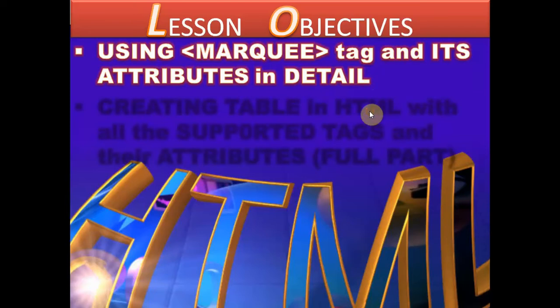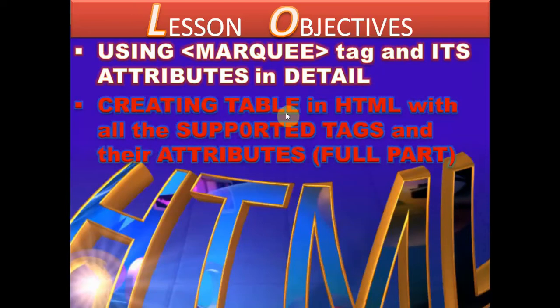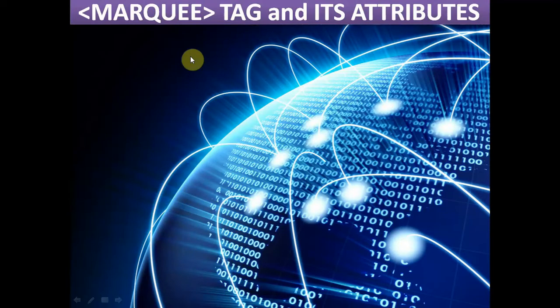The next topic is creating a table in HTML with all the supported tags and their attributes. In this lesson I have included only two topics, the Marquee tag and creating a table in HTML. So please watch this video from starting to ending. Now the first topic is the Marquee tag and its attributes.